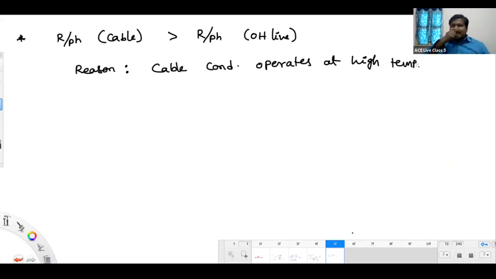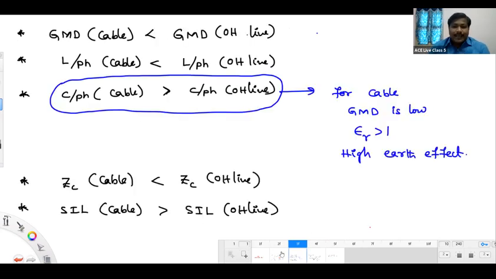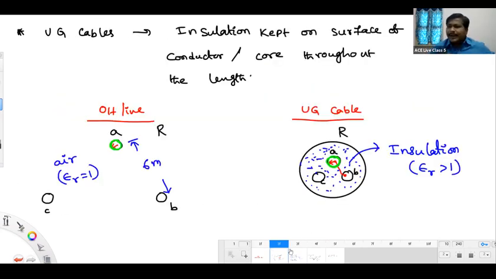Cable conductor operates at high temperature. That's one reason. Next reason, anybody? Next reason, please tell me. Listen, we have some other things which are commanding the resistance here.